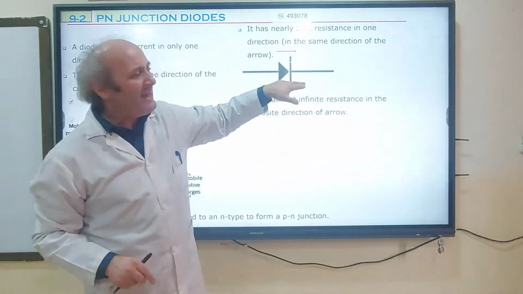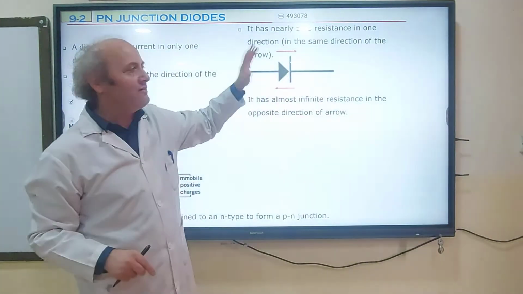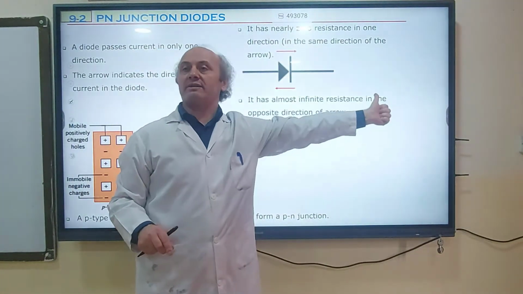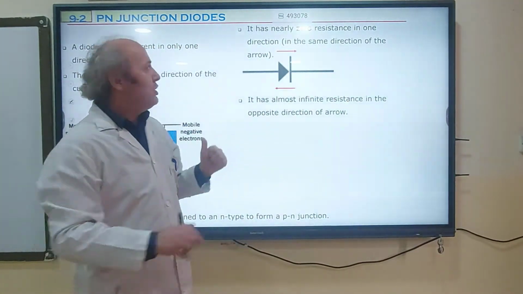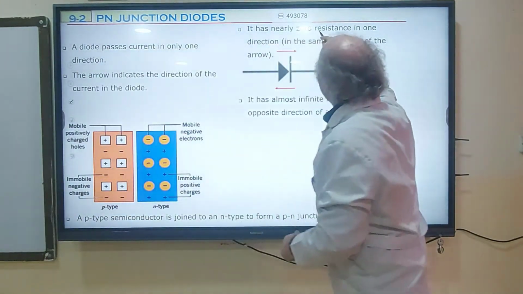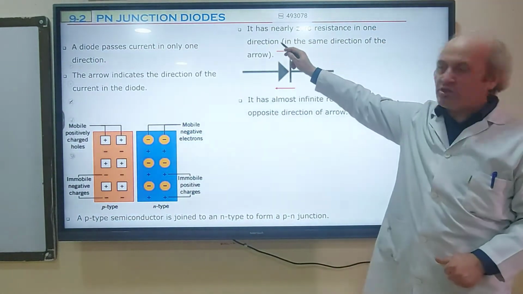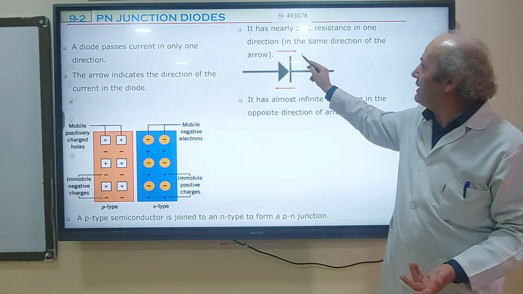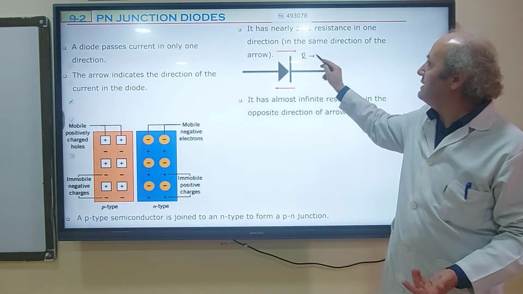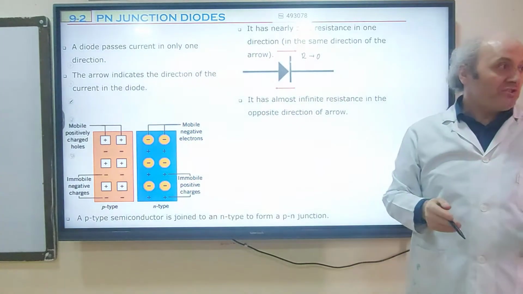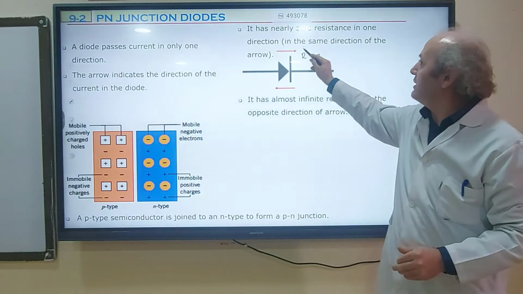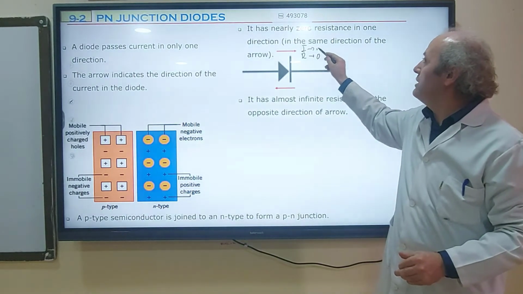This tells you that this diode lets electric current pass from left to right, but not from right to left. So it has nearly zero resistance in the direction of the arrow. In the direction of the arrow, resistance goes to zero. Of course, as resistance goes to zero, electric current goes to maximum.